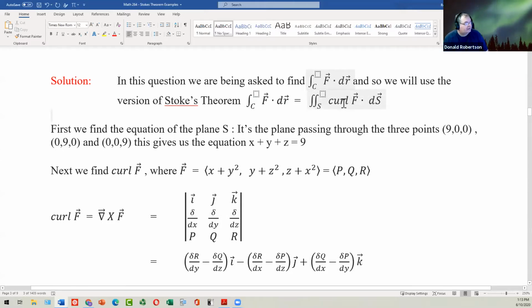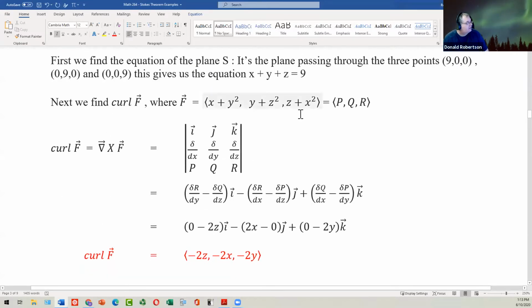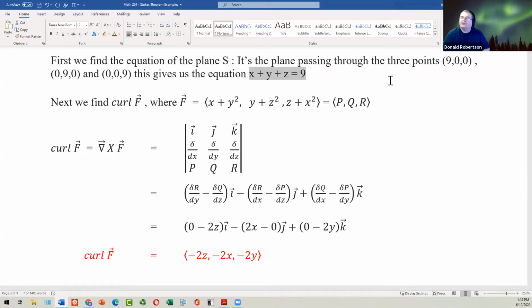That means I'm going to have to find the curl of F. In this question, the plane was formed by passing through these 3 points. Now, I've skipped a whole line of work in here, but if you know 3 points, you can find the equation of the plane that passes through them. So x plus y plus z equals 9 is the surface that we're going to need for the surface integral, right? It's basically a big triangle.